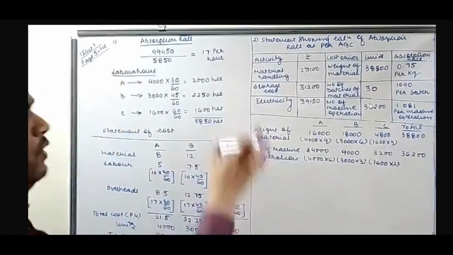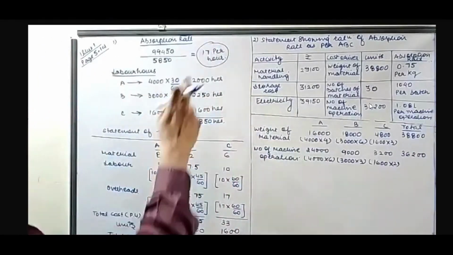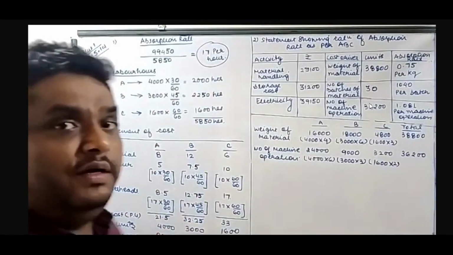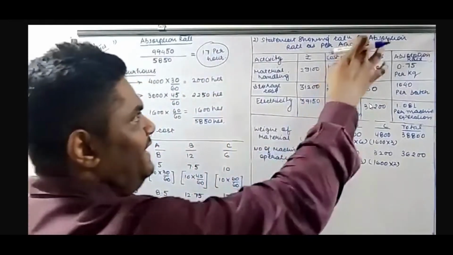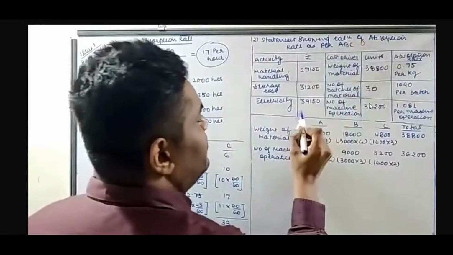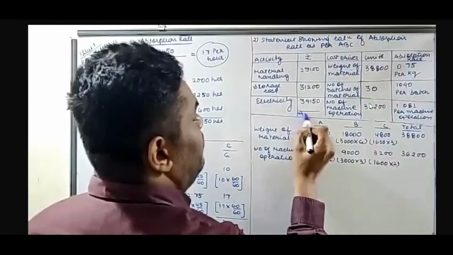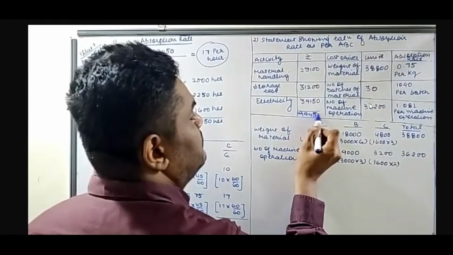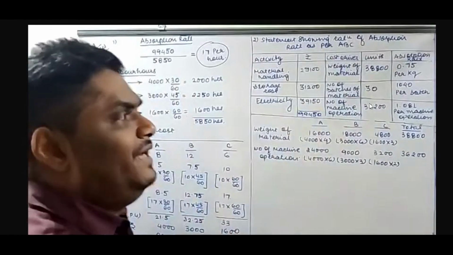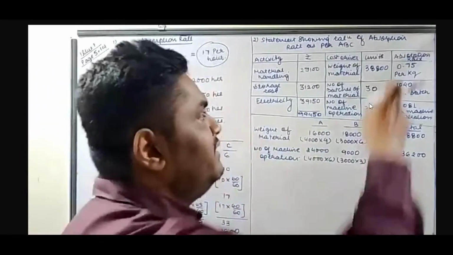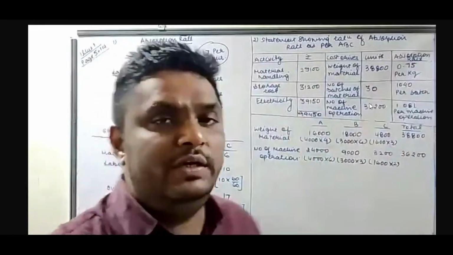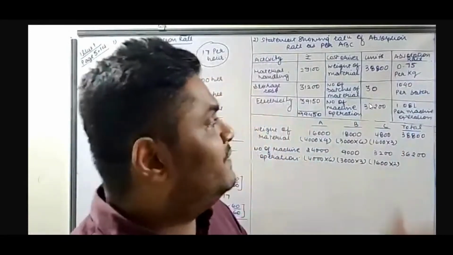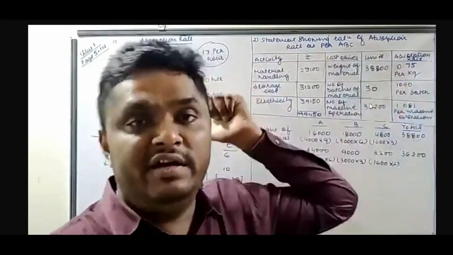So here in overheads, we were calculating only one absorption rate for all the overheads. But in activity-based costing, see the total of this is what? 99,450. But in activity-based costing, there are three activities and there are three absorption rates. So practically, this method is much better than the traditional approach.